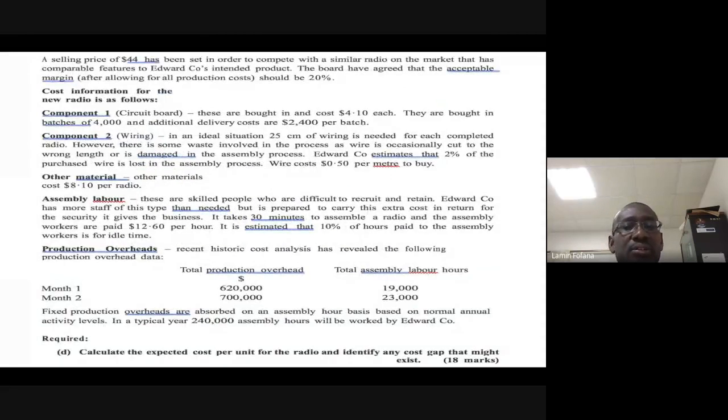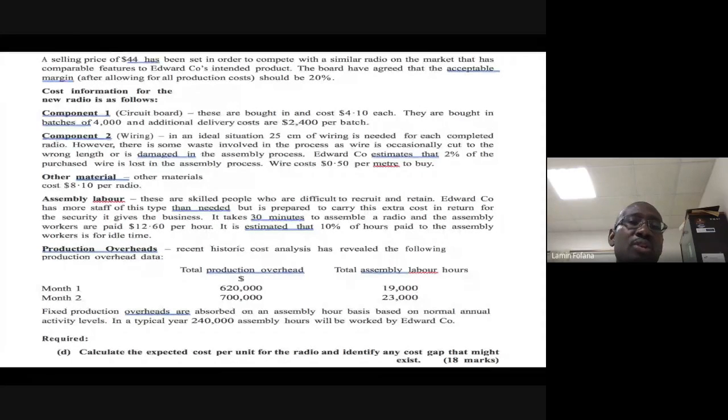So in order to do this, like I said, refer to the case. Look at the case. If you're going to do value engineering for Edwards Company, what's the first thing that you need to look for? One will be the material. So what materials are being used in Edwards Company? There are 3 categories of material. 1 is the circuit board, 2 is the wiring, and 3 is the other materials.